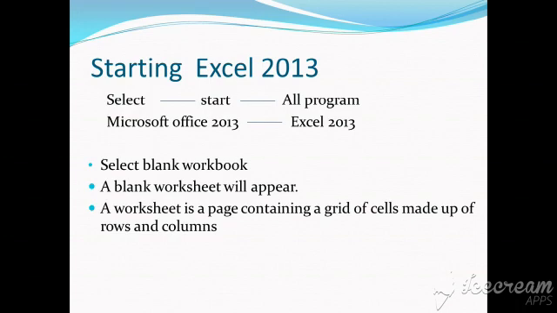So what is the difference between a worksheet and a workbook? A worksheet is a page that has a grid of cells made up of rows and columns where we are supposed to write our data. And what about the workbook? In Excel, we have different files, and one Excel file is called a workbook, and each workbook holds one or more worksheets. So when you open Excel 2013, the file that appears on your screen is your workbook, and that workbook has multiple worksheets.